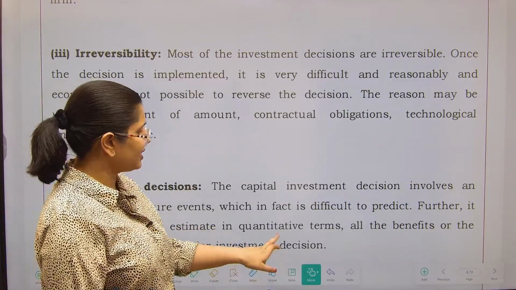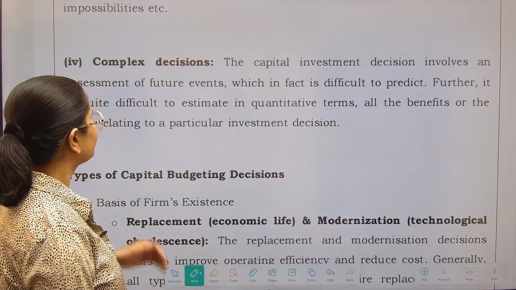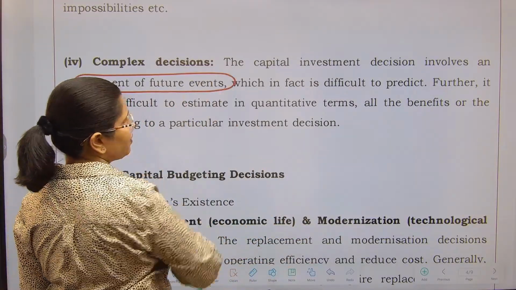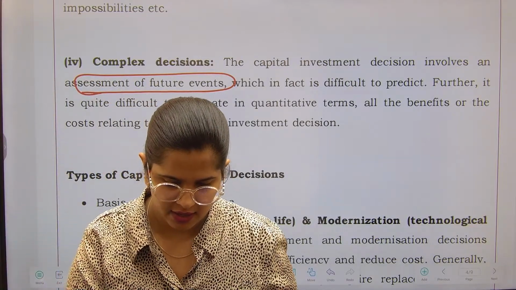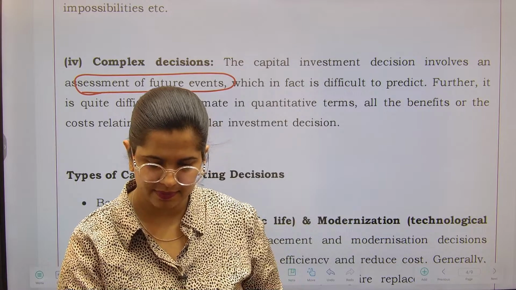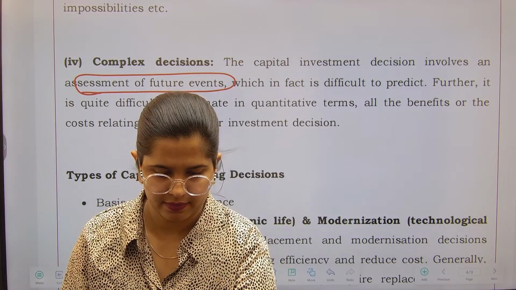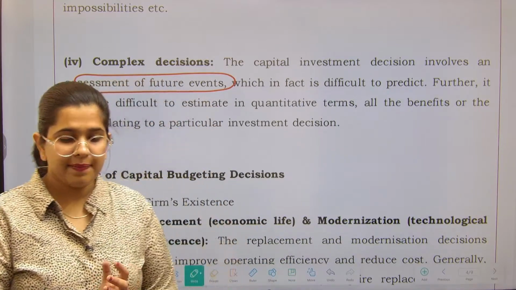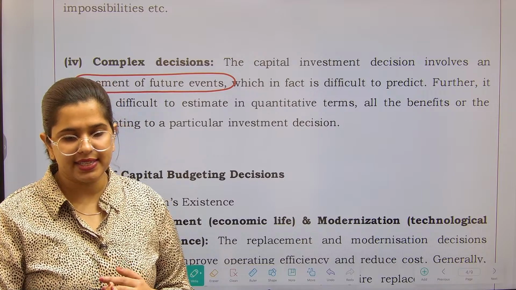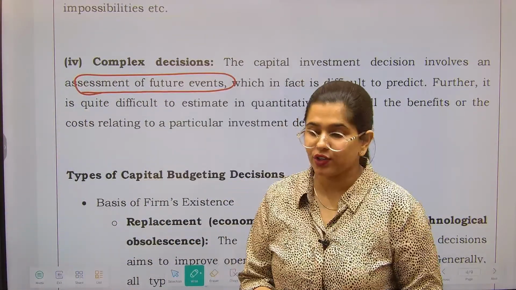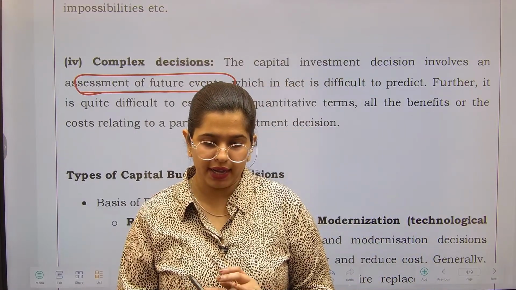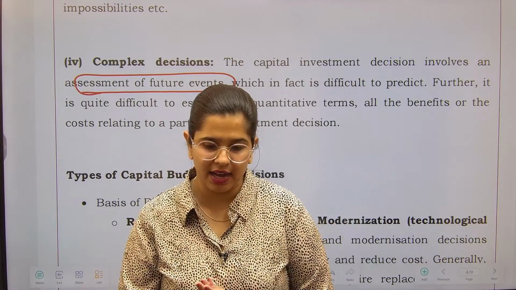Next we have complex decisions. The capital investment decisions involve an assessment of future events, which is difficult to predict. You do not know what is going to be your sources of earning, or what amount you will be able to get, and this is something which makes the capital investment decisions a complex one.